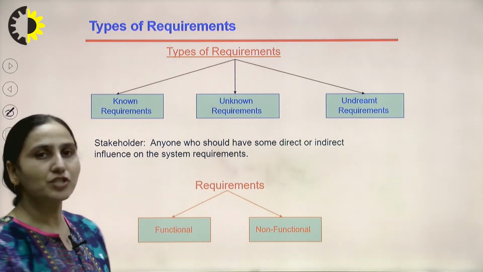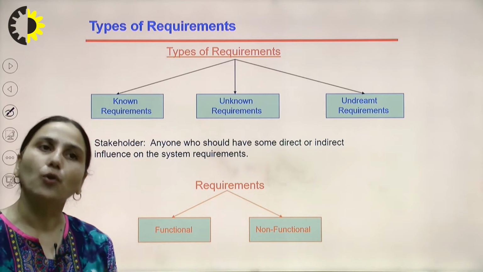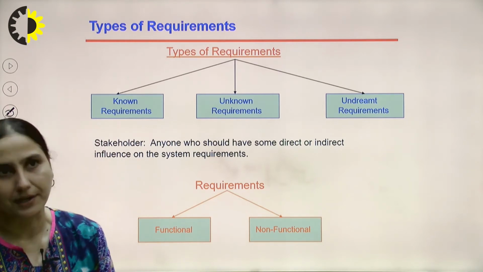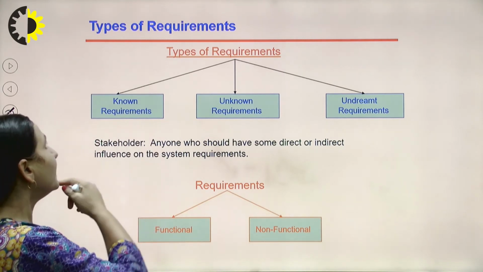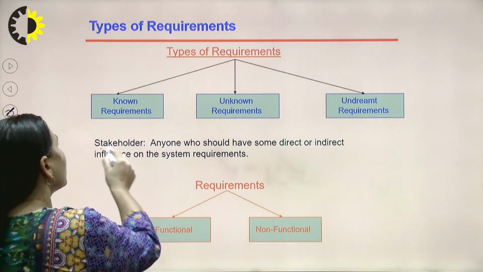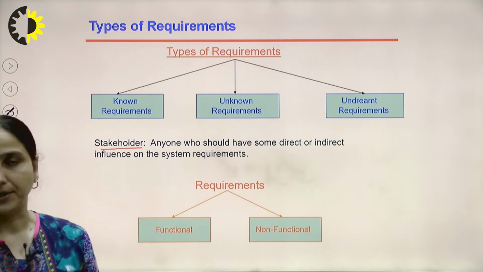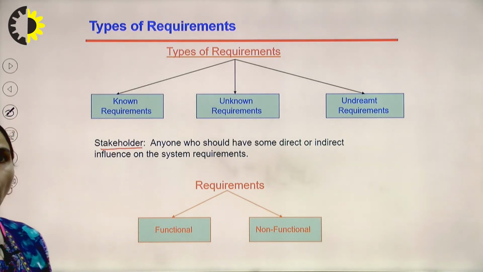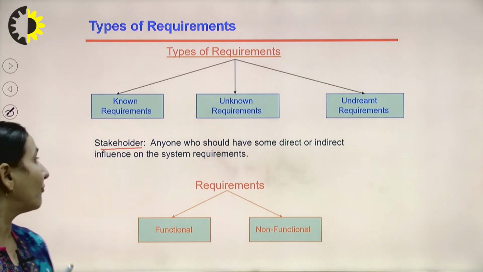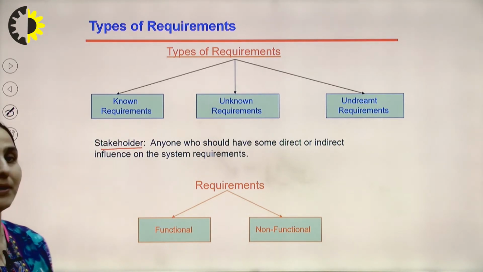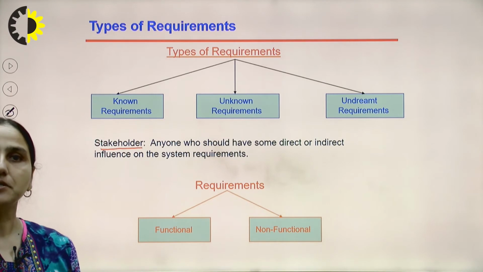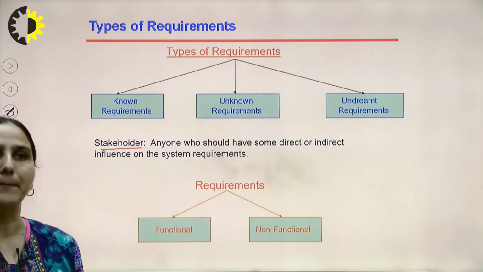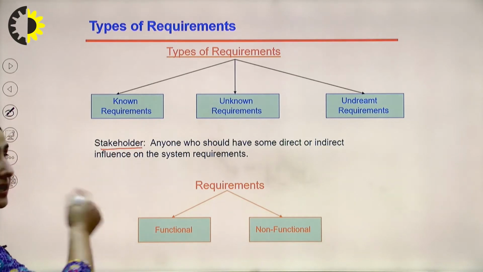The requirements which are known, the requirements which are not known, that means unknown requirements, and the requirements which are undreamed. Again, if you are talking in terms of requirements, we should be very clear of this term, which is stakeholder. So who is a stakeholder? Anyone who has some direct or indirect influence on the system requirements, right?